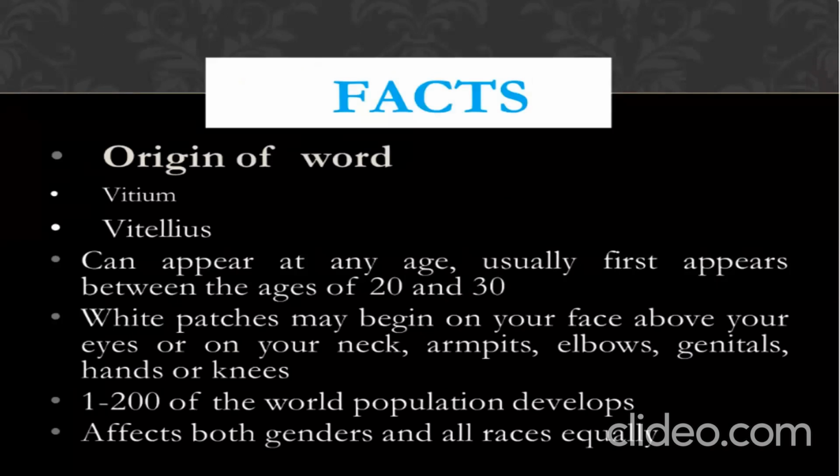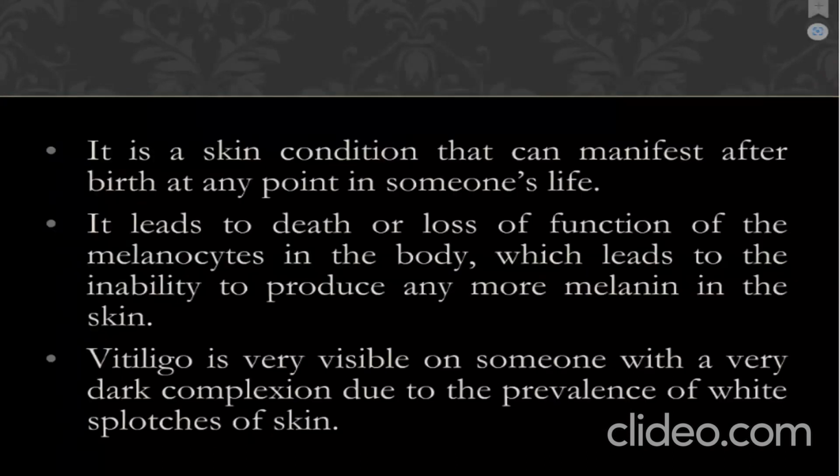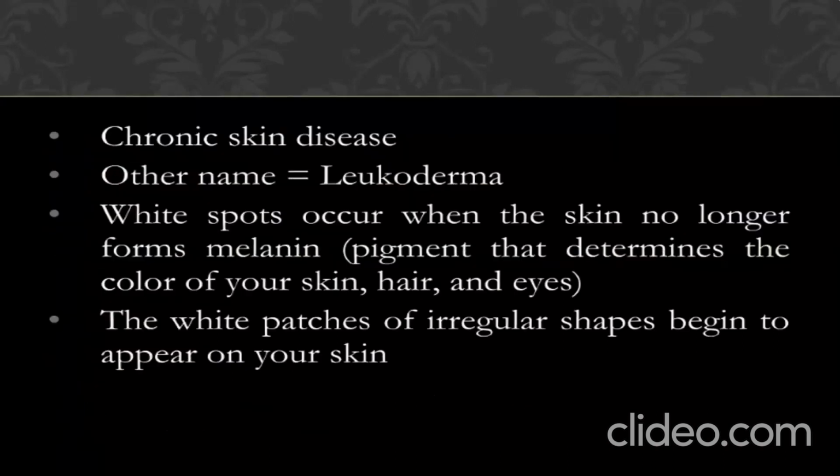It can appear at any age, usually first appearing between the ages of 20 and 30. White patches may begin on your face, above your eyes, on the neck, armpits, elbows, genitals, hands or knees. One in 200 of the world population develops vitiligo, and it affects both genders and all races equally. It is a chronic skin disease. The other name is leukoderma. White spots occur when the skin no longer forms melanin, and white patches of irregular shapes begin to appear on the skin.